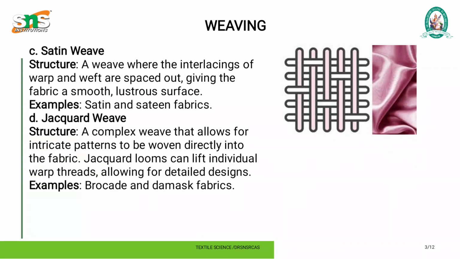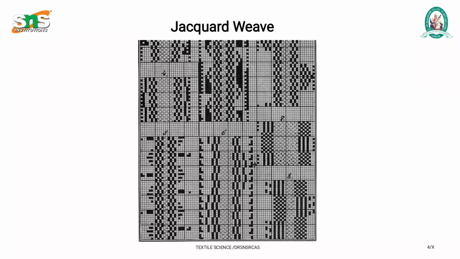For each and every difficult design, we can lift individual warp threads to make different patterns over the fabric structure. So it seems to be like this. Wherever needed, we can integrate and include the patterns over the designs, and we can move the yarns to make useful and creative designs. It is jacquard weave.